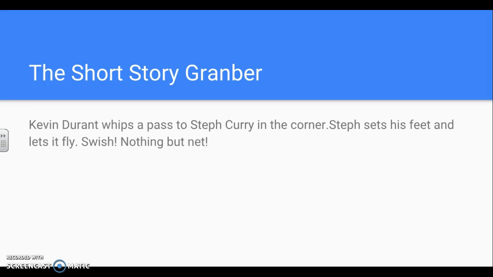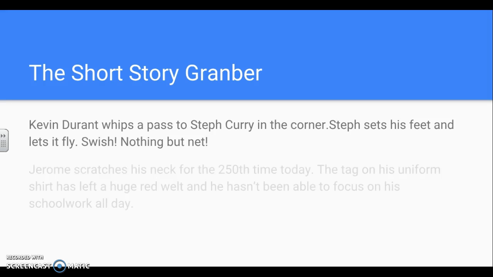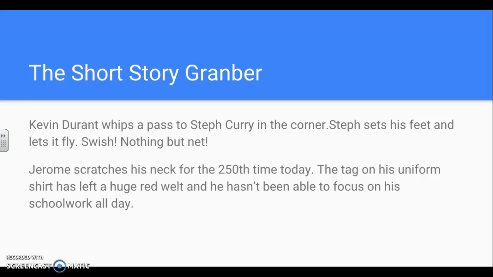Then the short story grabber, so just real quick, with a lot of action, this one's about Kevin Durant and Steph Curry. Obviously sports is an easy one to do the short story grabber for, and I misspelled grabber at the top there. Awesome, good job. This is the one about uniforms, again more action, scratching the back of his neck. Anytime you can describe a situation that the audience has probably been in, like maybe a student who's had a scratchy neck because of the tag on the back of the uniform shirt.